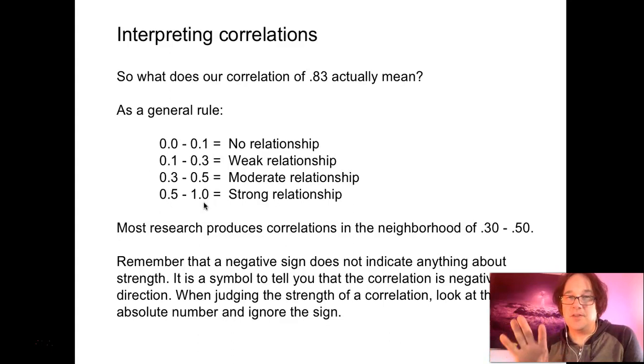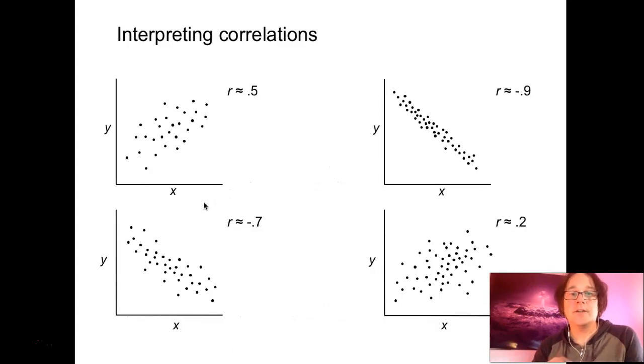So when you want to know about the strength of the correlation, just look at the actual coefficient, and ignore the sign. Take the sign into consideration, of course, when you want to know the directionality of your correlation.